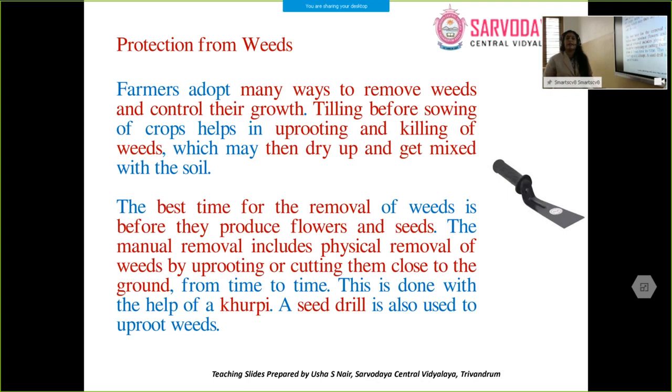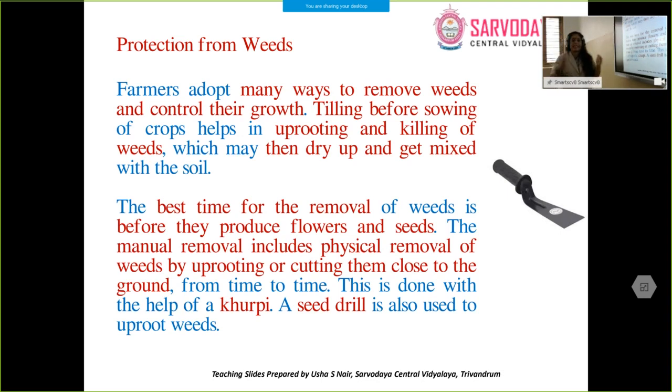Obviously, they cannot leave the healthy crop or seed just like that with these weeds, these unwanted or undesired plants. So, tilling before sowing of crops helps in uprooting and killing of weeds. Tilling is done before sowing of crops. What happens? It helps in uprooting and killing the weeds. We can take up weeds when we do tilling before sowing.